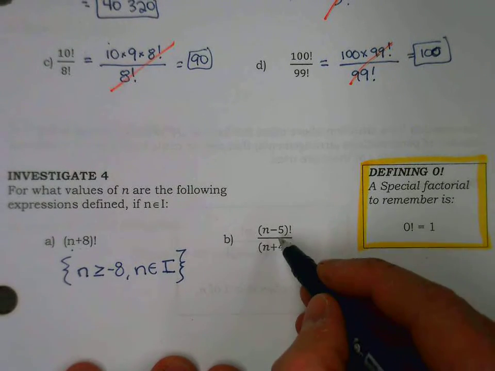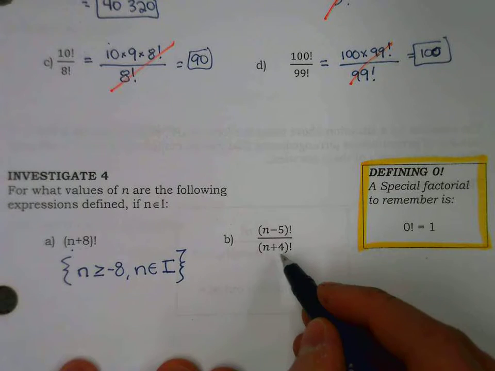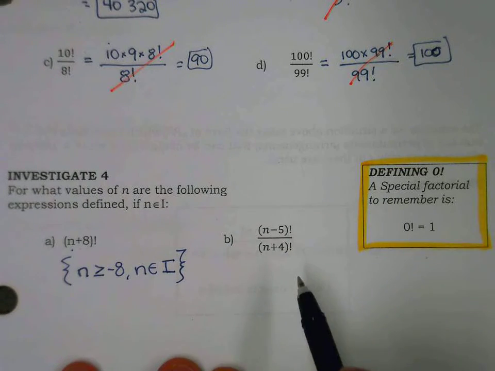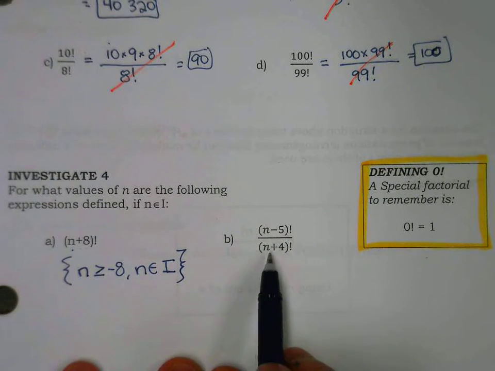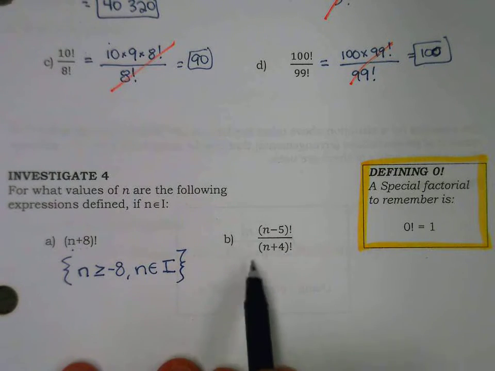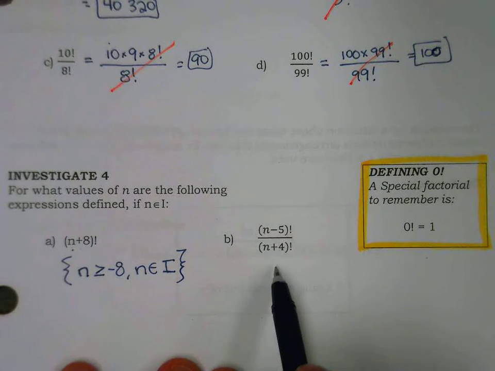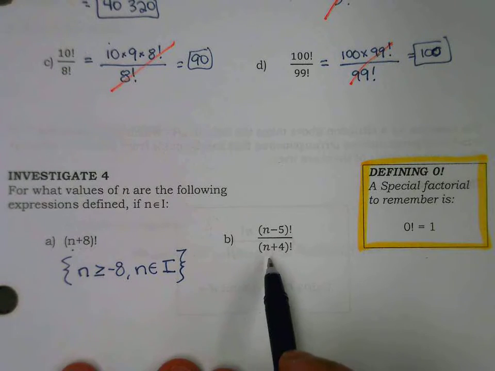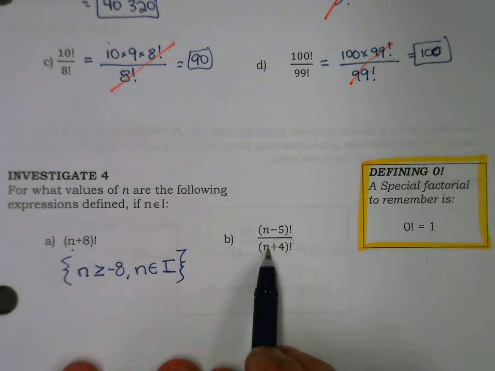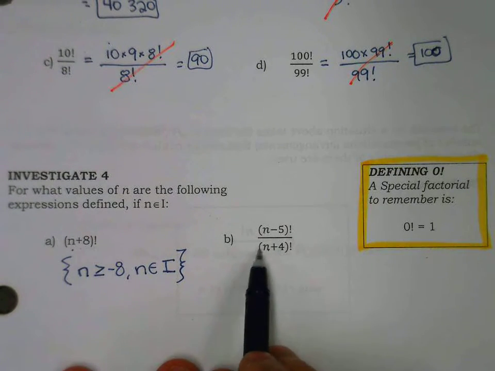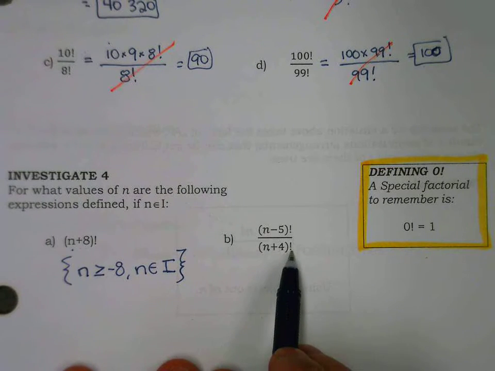For letter B, we've got n minus 5 factorial over n plus 4 factorial, and most people would recognize it's probably going to be something about a 5 or a negative 4. There is one statement we can make that governs letter B. So what if we were to say negative 4? Negative 4 plus 4 makes a 0 on the bottom. 0 factorial is 1, so that would be okay.